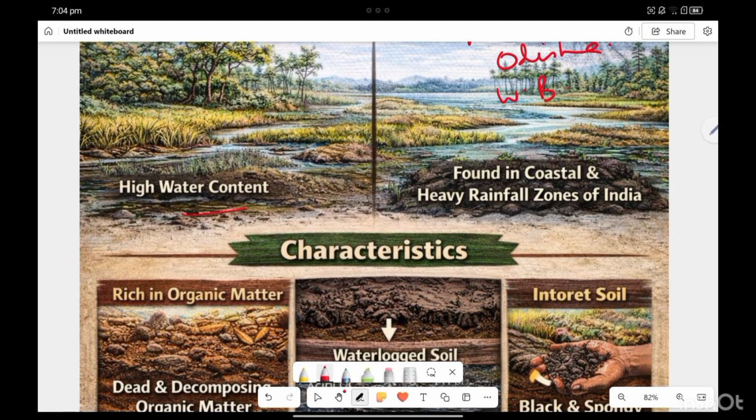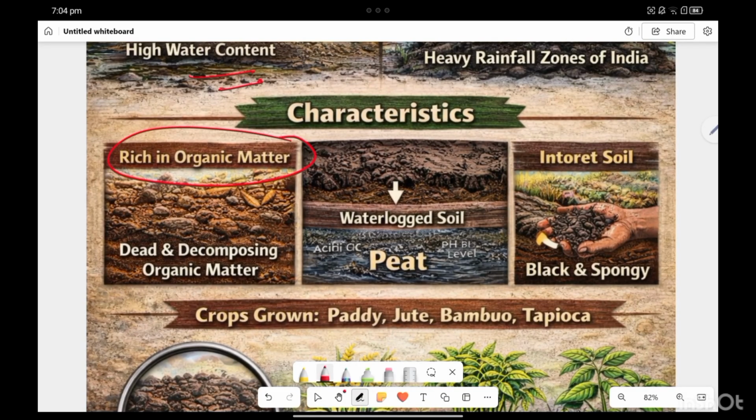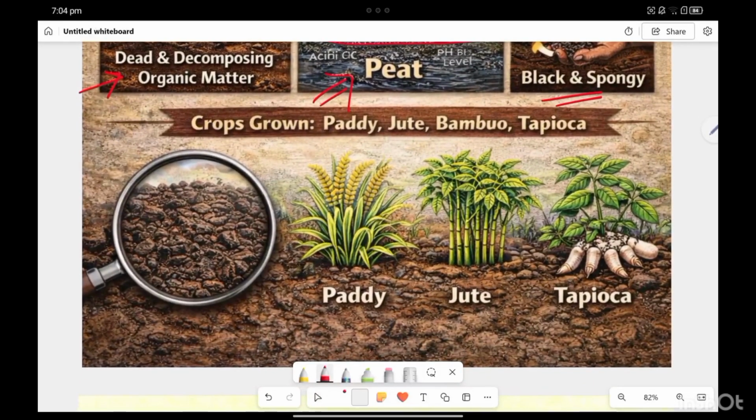So they have high water content, and these types of soils are rich in organic matter because obviously they are made of dead and decomposed organic matter, so that's why the organic matter is very high in them. Waterlogging happens in these areas, and that's why sometimes we call them peaty. Fine. And these are black and spongy type of soil, well suited for the growth of crops like paddy, jute, bamboo, tapioca.